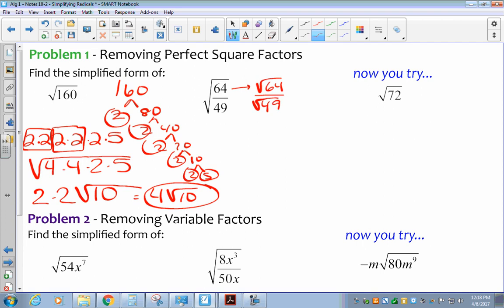When you have multiplying or dividing underneath a radical, you can split that radical into its parts. So I can write this as square root of 64 over square root of 49. What times itself gets us 64? Less than 100, yeah, 8. And what times itself gives us 49?